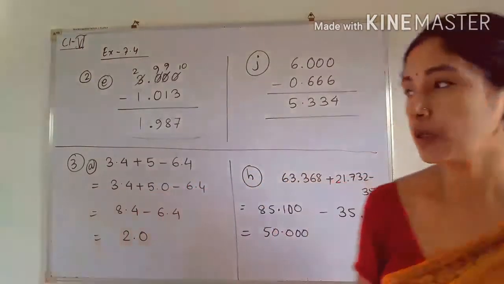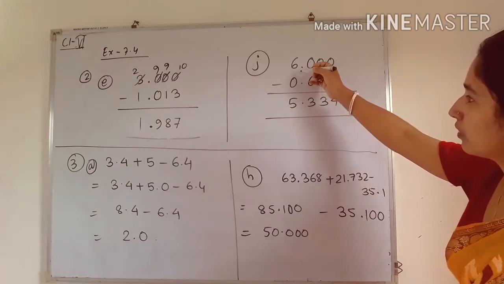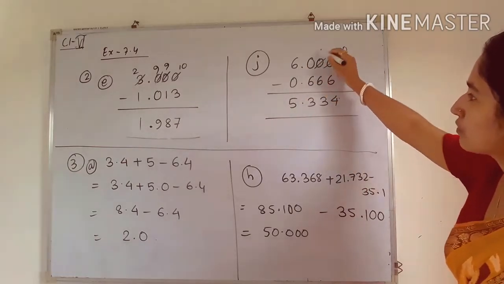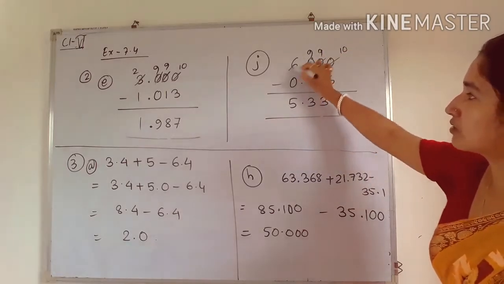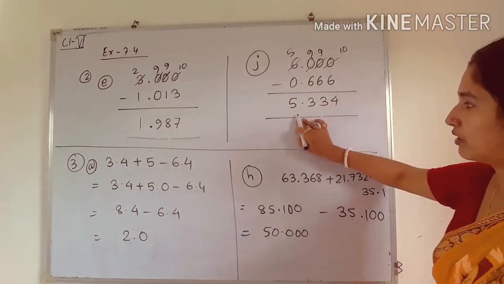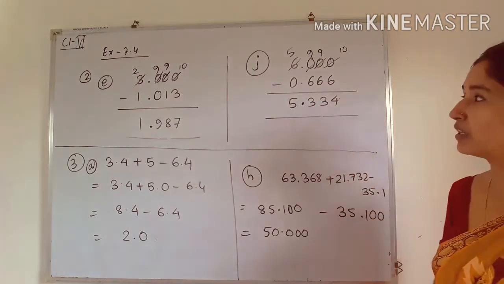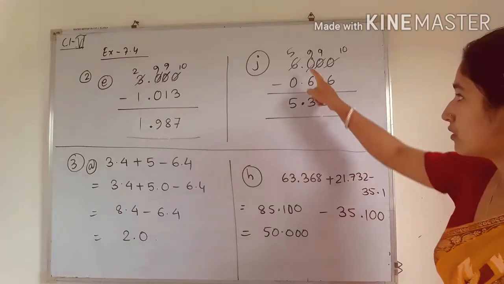Come to the next question of subtraction here. So see, again you have to borrow 1 from 6. So this will be 10. 10 minus 6 will be 4. This will be 9. 9 minus 6 will be 3. This will be 9. 9 minus 6 will be 3. This will be what? 5. So 5 minus 0 will be 5. And the decimal point, like that in addition we have placed. Here also we have to put the decimal point in the correct place, that is, one below the other.